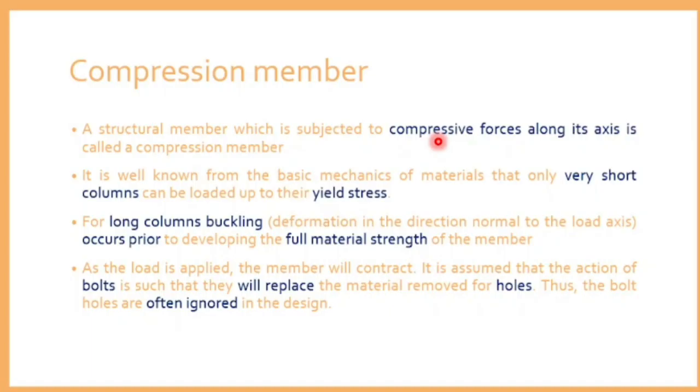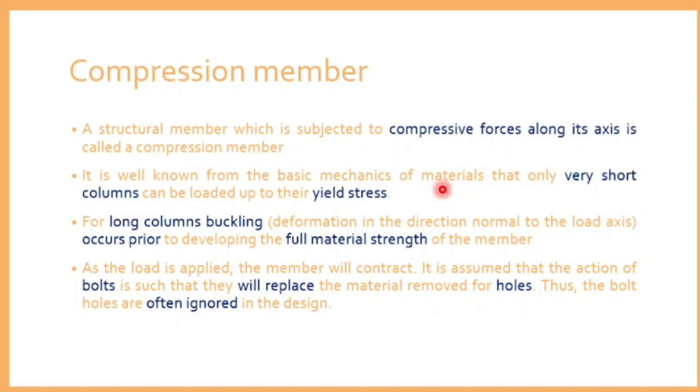A member carrying compressive force along its axis is called a compression member. A column is a compression member, you know that. Next, only a very short column will reach yield stress. Up to yield strength it will take the load, then it will break.